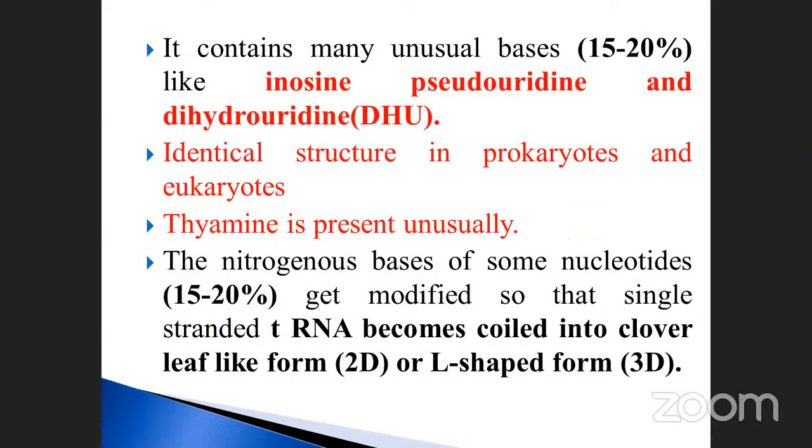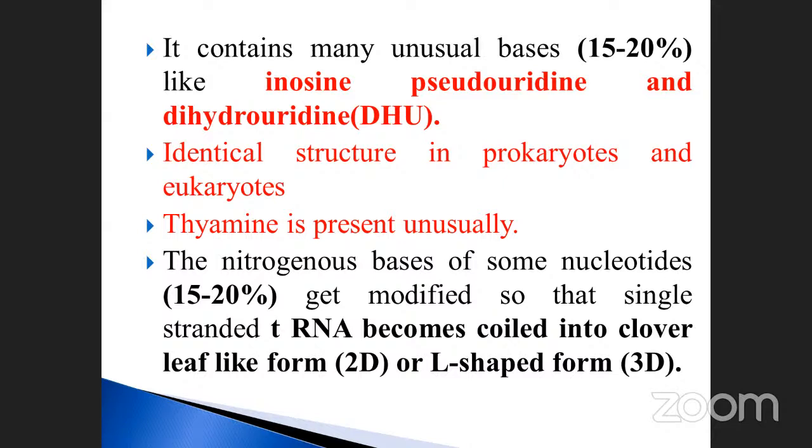It contains many unusual bases, 15 to 20%, like inosine, pseudouridine, and dihydrouridine. How many percent of unusual bases are present in it? They may ask the question: 15 to 20%. How much percent of tRNA is present in cellular RNA? 15%. Likewise, unusual bases are also 15 to 20%. Which components? Inosine, pseudouridine and also dihydrouridine. These are the unusual bases.